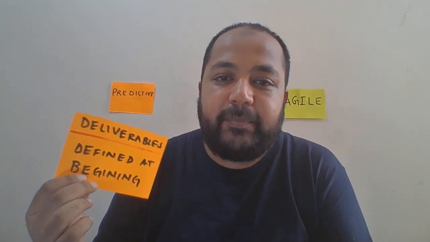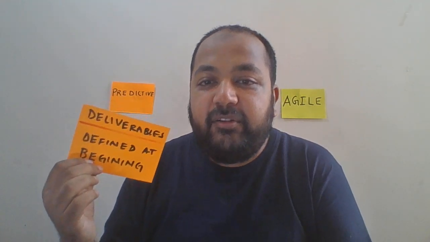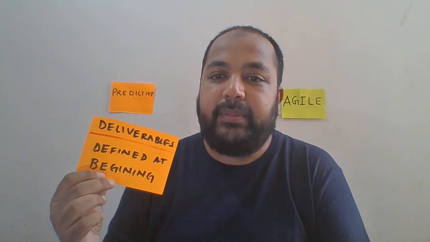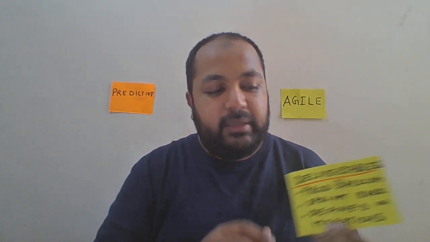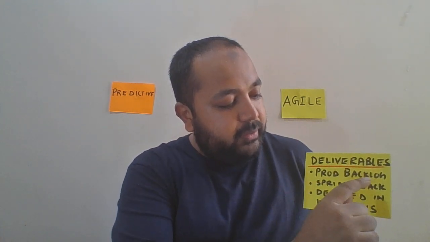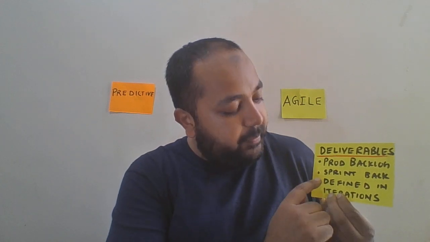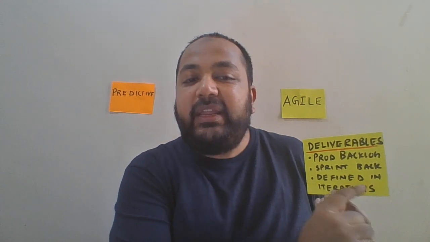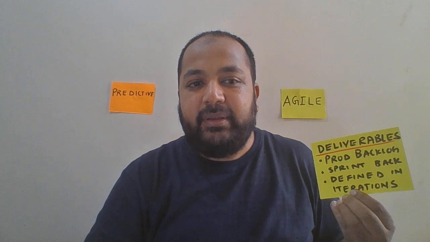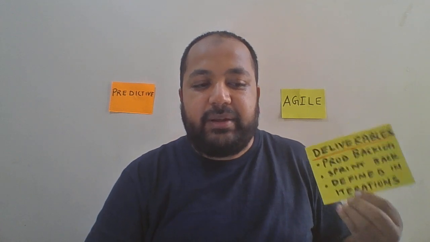Defined in the beginning. In a predictive project, the deliverables are defined in the beginning. Okay, get this clear. In an agile project, the deliverables are defined as a product backlog in the beginning, and as a sprint backlog at the start of the sprint, and for every iteration it's being defined. Deliverables are defined for every iteration. Then after that, how do you assess the work that's been done?